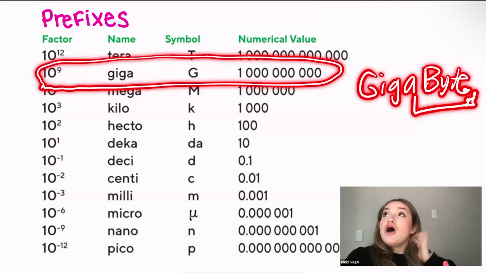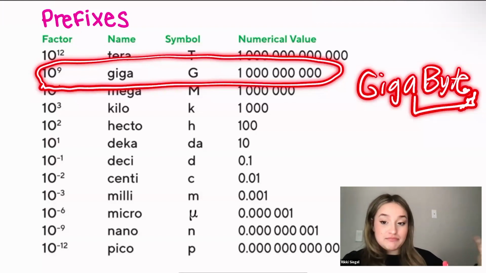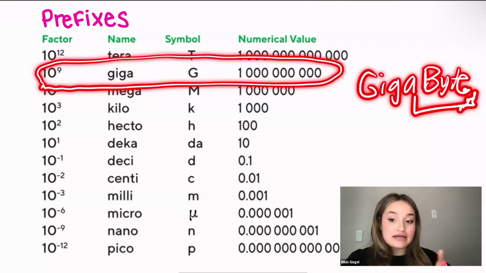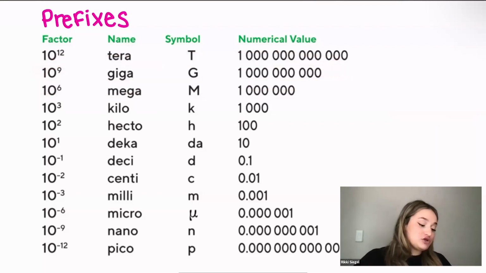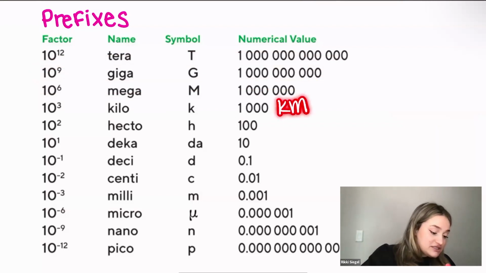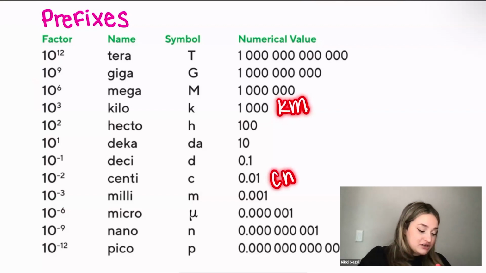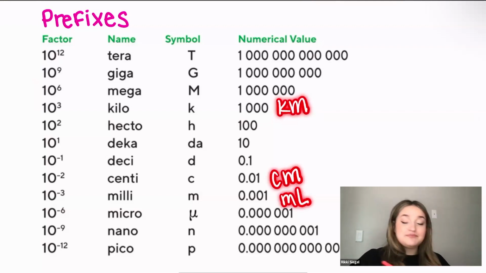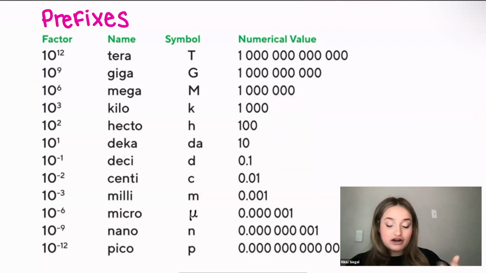You're not going to say, oh, can I have 10 to the 9th bytes for my phone storage? No, you're just going to say, can I have X amount of gigabytes? I'm also sure we've all heard of kilometers. We've all heard of centimeters, milliliters. It doesn't matter what unit we put it in front of. It can go in front of bytes, meters, grams, liters, seconds, really anything.